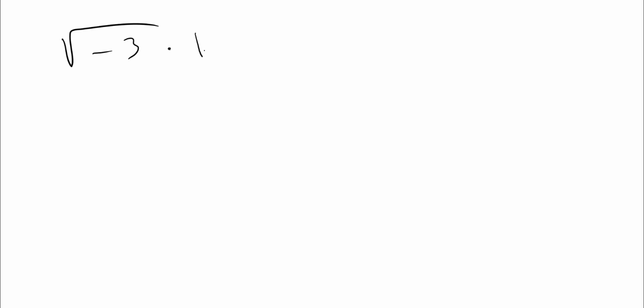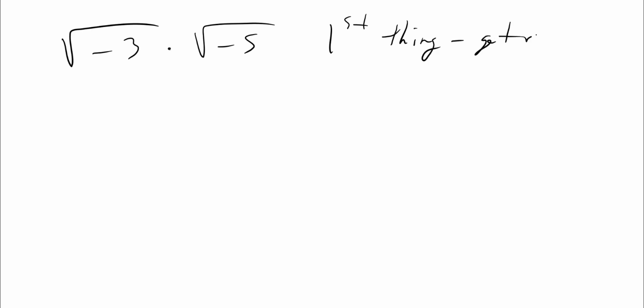Okay. If I have the square root of -3 times the square root of -5, here's the deal. You cannot multiply these together. The first thing you have to do is you need to get rid of the negatives in the square roots. That's the very first thing you have to do. Do not multiply anything together. You're basically going to pull out an i. It sounds really violent, but you've got to pull out an i.